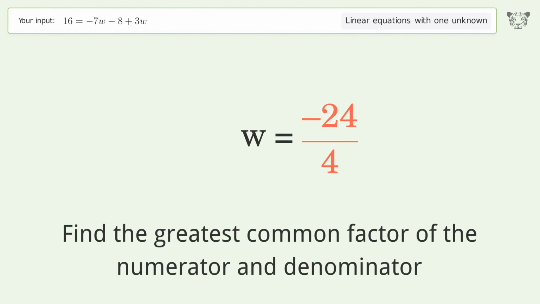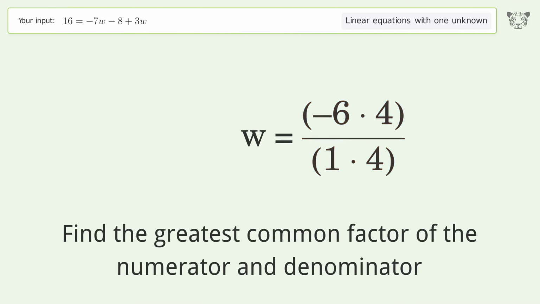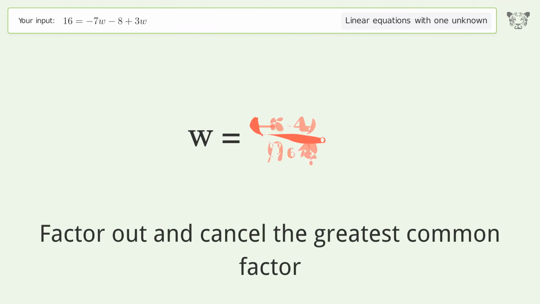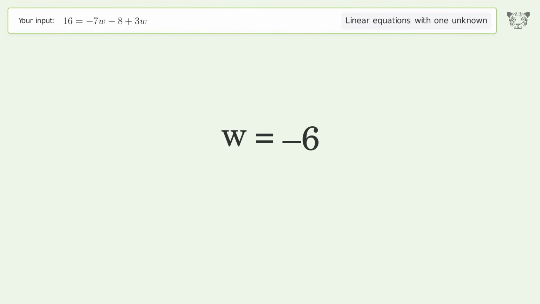Find the greatest common factor of the numerator and denominator. Factor out and cancel the greatest common factor. And so the final result is w equals -6.